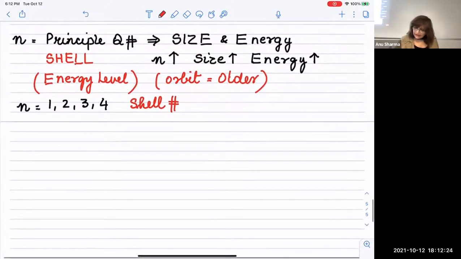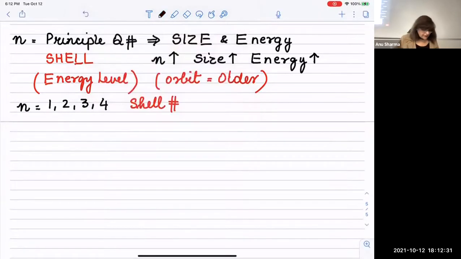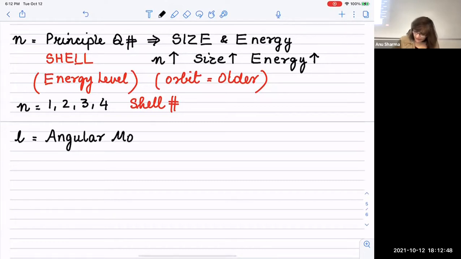Simple. Okay. Next, now we are looking inside the shell. What is there inside the shell? Inside the shell, now we know that this is called the L. L is the angular momentum. So what does angular momentum signify? Any thoughts on that? What would angular momentum specify? This is also a quantum number.